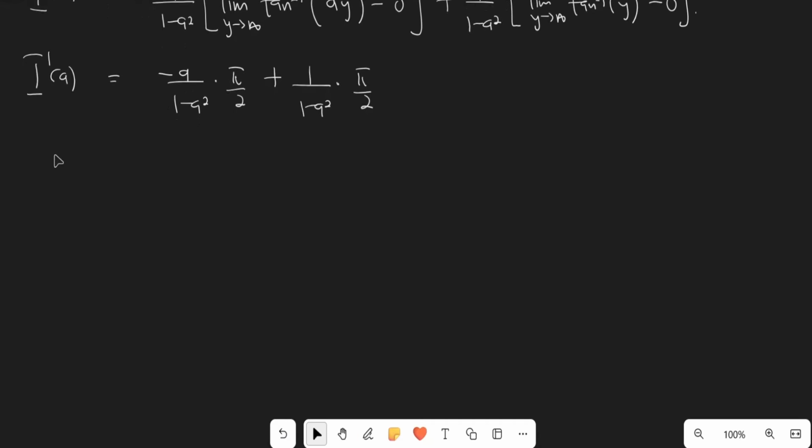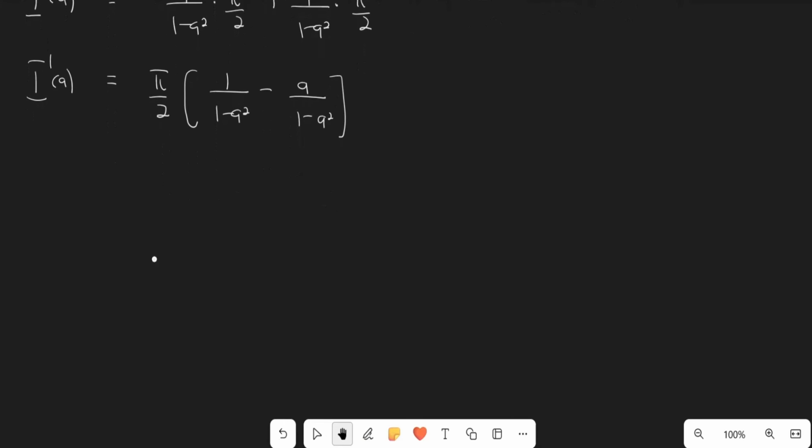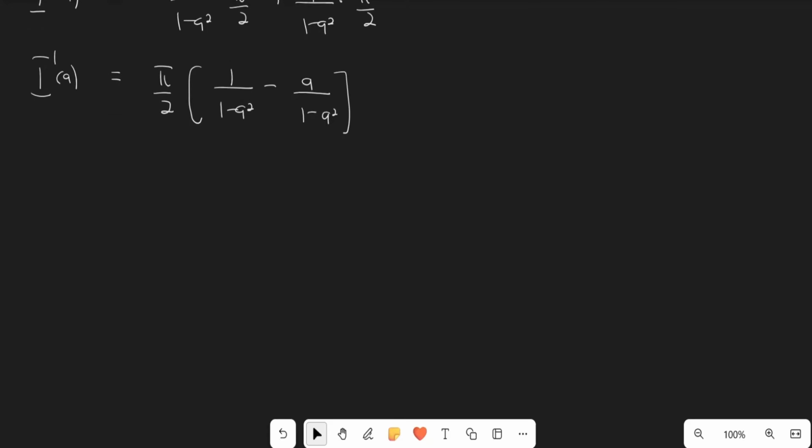Alright, so I prime of a is equal to what, really? That is going to be pi over 2, multiplied by 1 all over 1 minus a squared minus a all over 1 minus a squared. Okay, so this is what we have now. The next task is to now find I of a. We want I of a, not I prime of a.